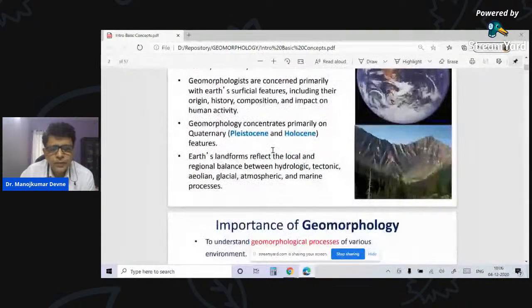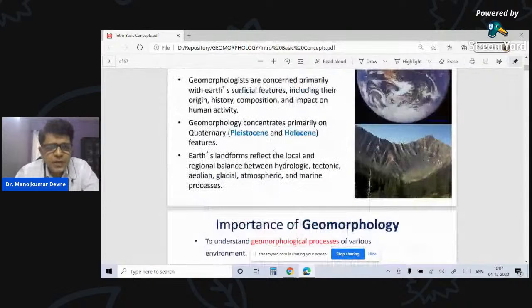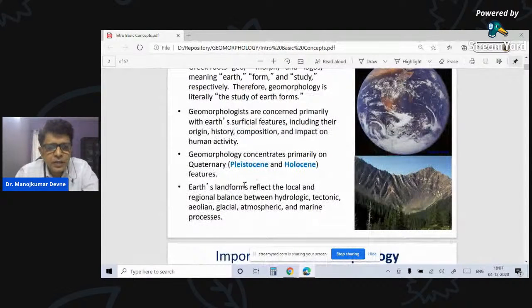What is the importance of geomorphology? To understand the processes. One thing I just missed out in the earlier slide is that geomorphology concentrates primarily on the Quaternary period. Quaternary is the most recent period. Yesterday, the commentator spoke about the latest and the severest of the ice ages after the species of mankind came up, and what happened after that is called the Holocene period. So geomorphology looks into that aspect because it's very recent, and we have traces of it around.